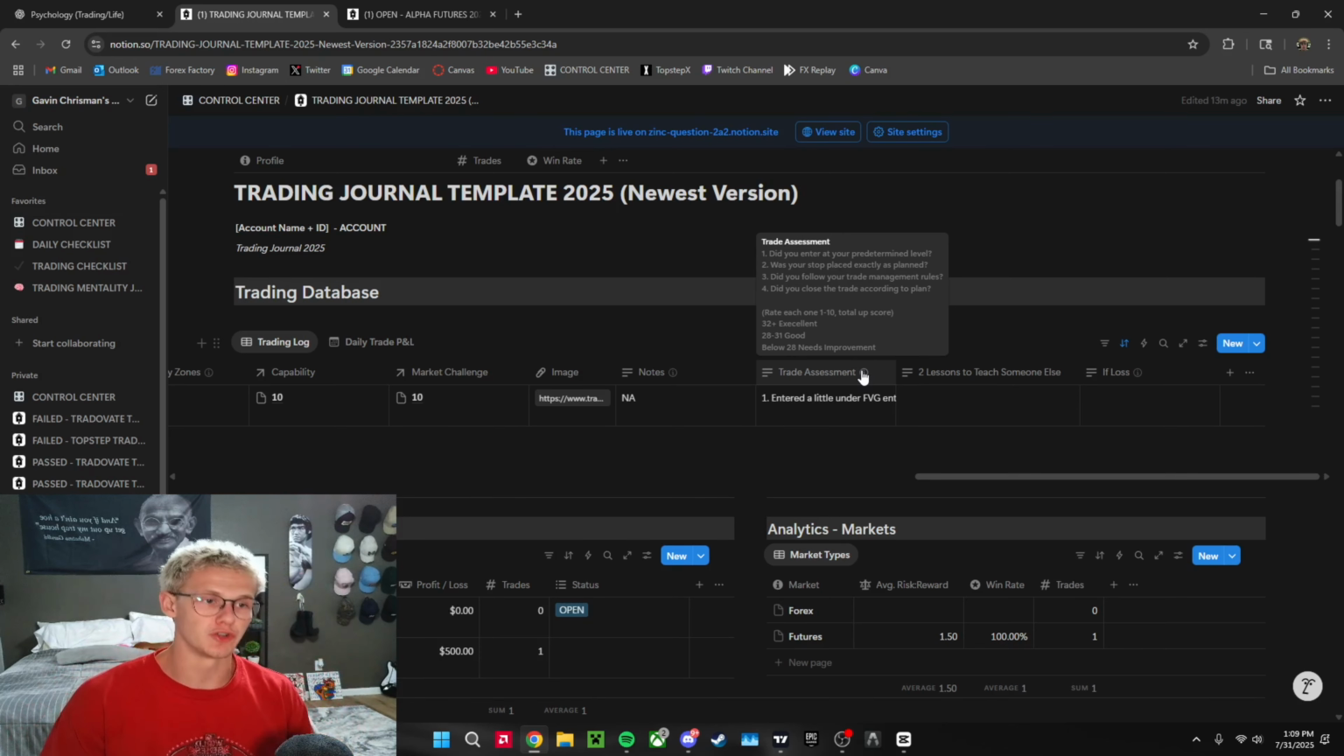Question 3, did you follow your trade management rules? Did you move to break even when you told yourself you were going to? Did you de-risk when you said you were going to? Did you take profit when you said you were going to? You will write all of these things down and then you will grade yourself 1 out of 10.